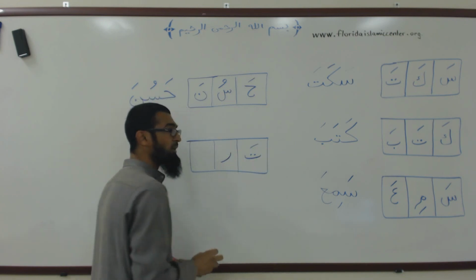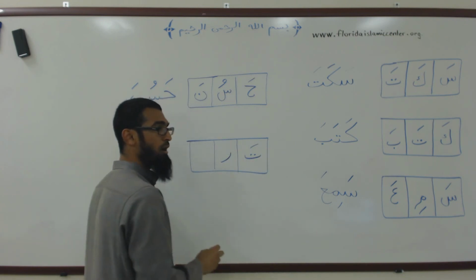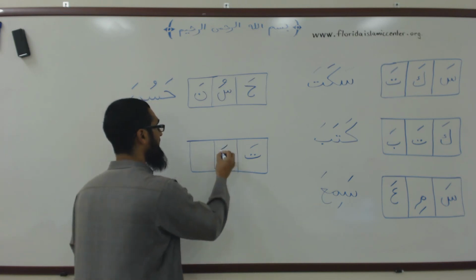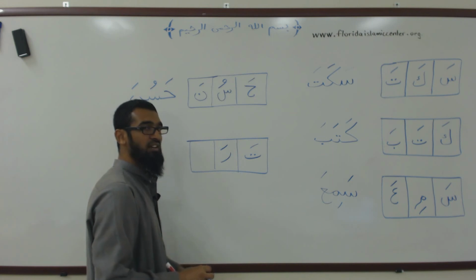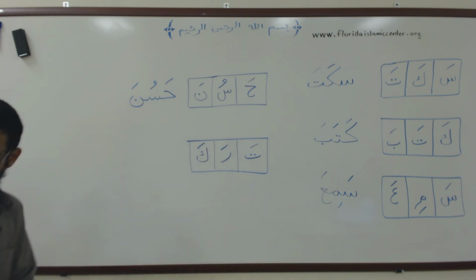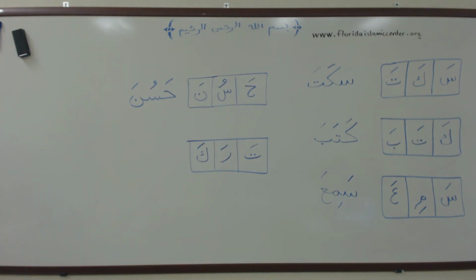Ra. Which vowel? Ta, ra. Is it a fatha, dhamma, or kasra? And the last letter? Ka. Kaf, right? Taraka. 30 seconds to write it. Join it.